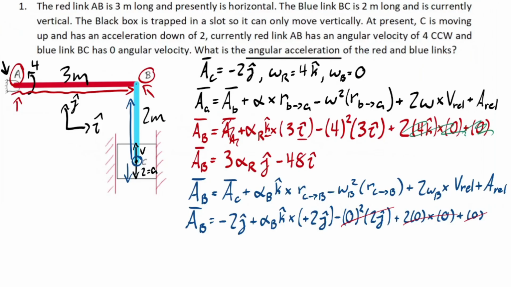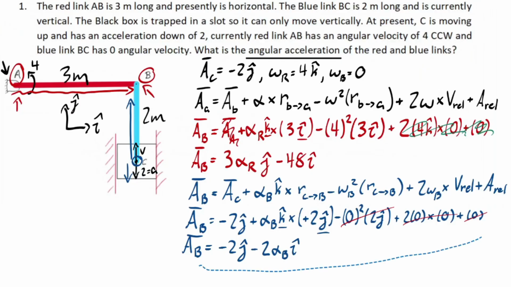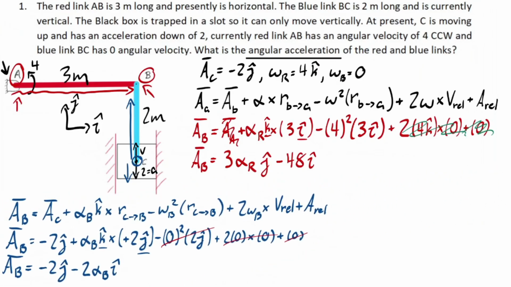And now we have that for my blue rod, my acceleration of B is negative 2j plus, and I'll do the multiplication here, plus 2 alpha B, and then k cross j is a negative i, so this is minus i, and then that's it. Cool. I'm actually going to move this thing over a bit just to save some room. Okay, so now I have this equation over here for the acceleration of B and the acceleration of B here.